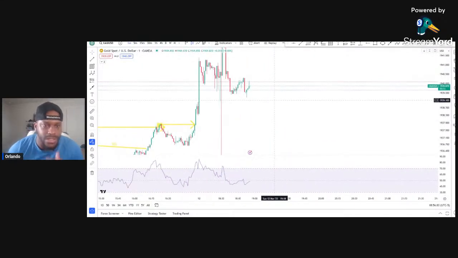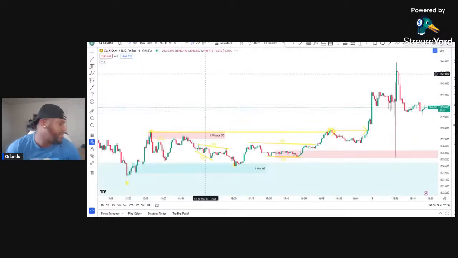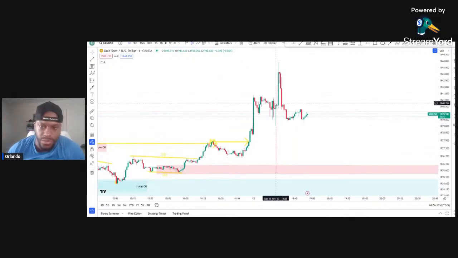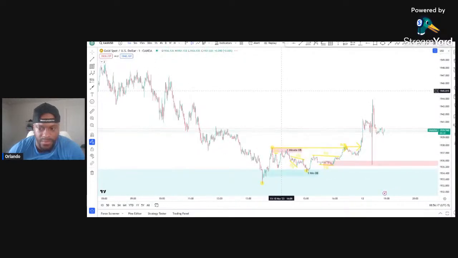So now the thing about it is this. What will we be anticipating or expecting on the 1 minute time frame? Because price broke structure, we'll be anticipating some type of distribution.